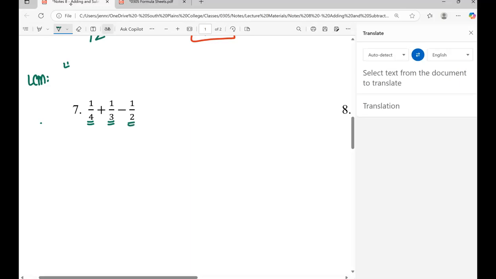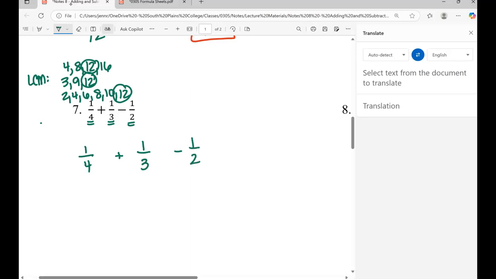So for my 4 list, 4, 8, 12, 16. For my 3 list, 3, 9, 12. Ooh, that's looking promising. For my 2 list, 2, 4, 6, 8, 10, 12. 12 shows up for all of them. So what that means, give yourself some space, all three of them are going to have to change. And I'm going to get all of them with a 12 underneath.